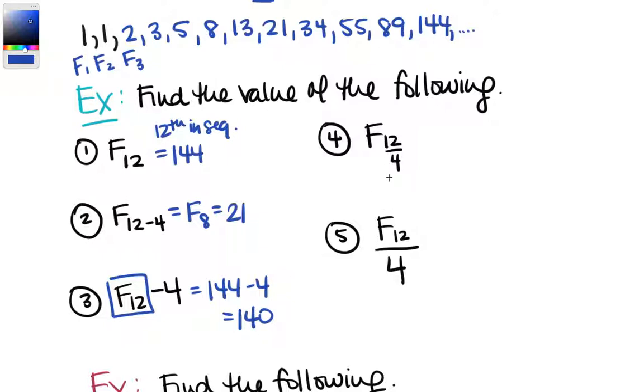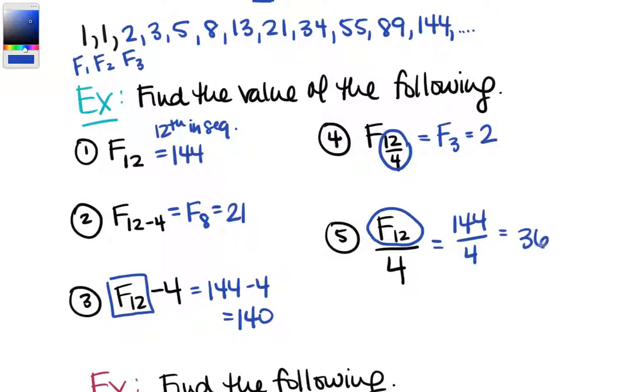All right, here we have a similar comparison. F(12 over 4), that's all down in the index. 12 over 4 gives us 3, so we want the third Fibonacci number, which we know is 2. And here we've got F12, the whole 12th Fibonacci number, divided by 4. So we've got 144 divided by 4, and when we do that out, it turns out to be 36.